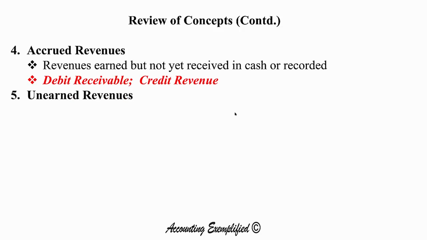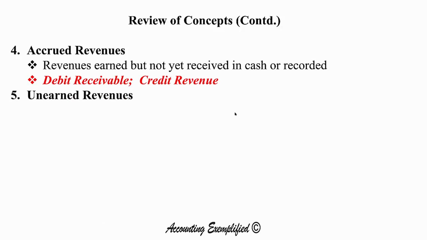Number 4, accrued revenues. These are the revenues earned but not yet received in cash or recorded. And revenues have to be recorded when they are earned. So here, to adjust the revenues, we debit a receivable and credit the revenue. The last one is unearned revenue.